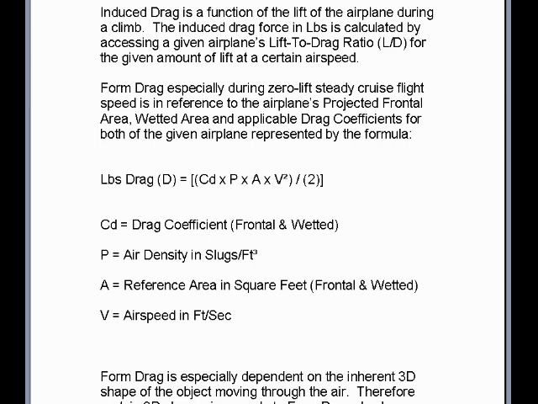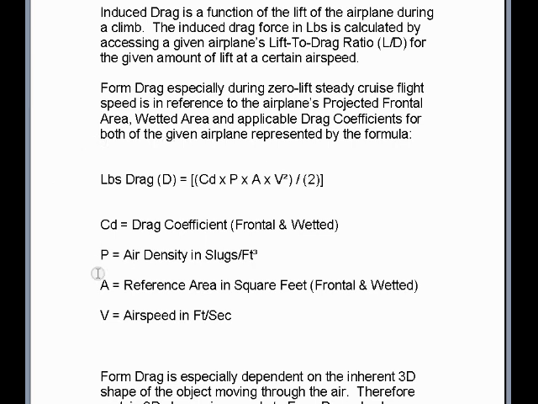Form drag, especially during zero lift steady cruise flight speed, is in reference to the airplane's projected frontal area, wetted area, and applicable drag coefficients for the given airplane, represented by the formula: drag D in pounds is equal to the drag coefficient times the air density in slugs per cubic foot times the reference area times the airspeed quantity squared, this quantity then divided by 2.